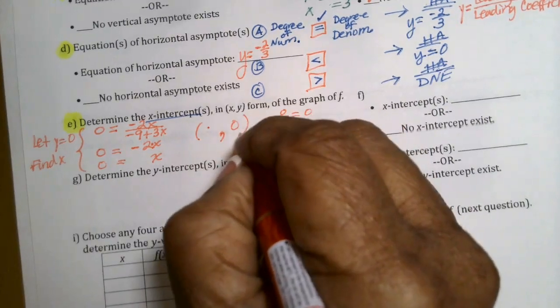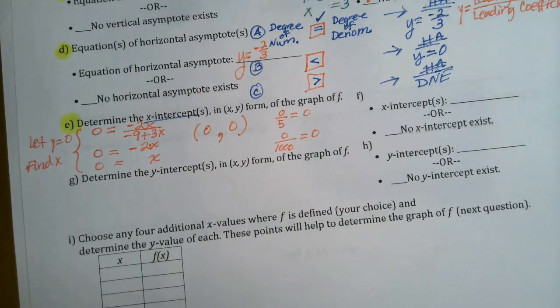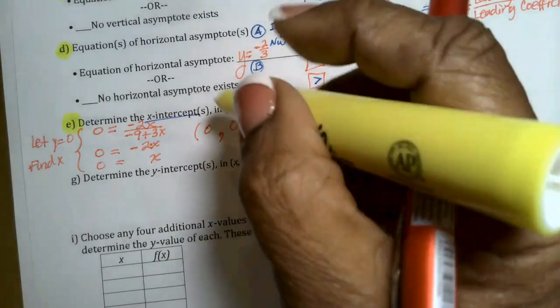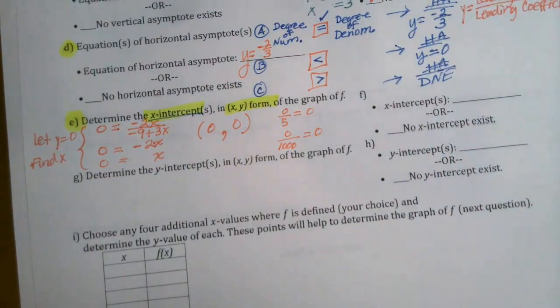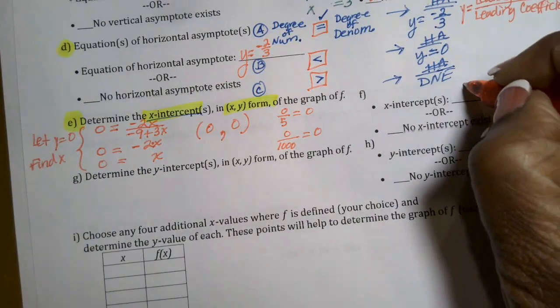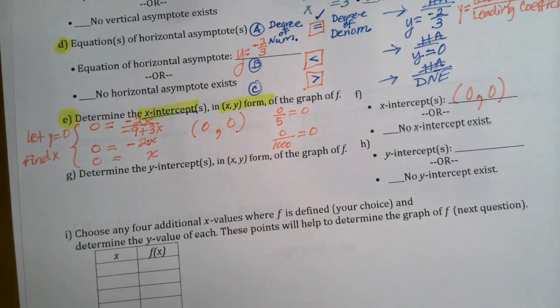So we let y equal 0, and we found x to be 0. So the origin is the x-intercept. And this problem did request the x-intercept in ordered pair format, so we're going to list that (0, 0). If the origin is the x-intercept, it's automatically the y-intercept as well.